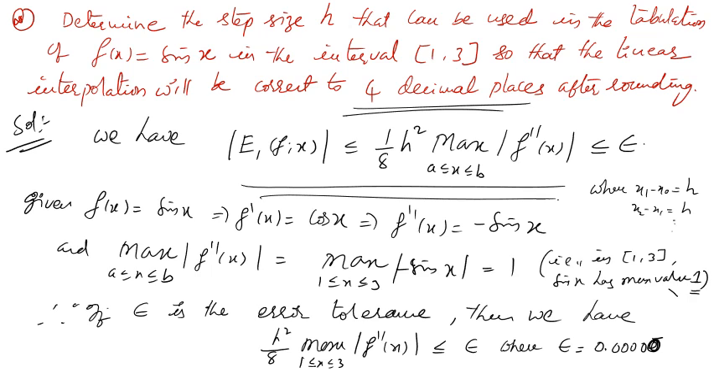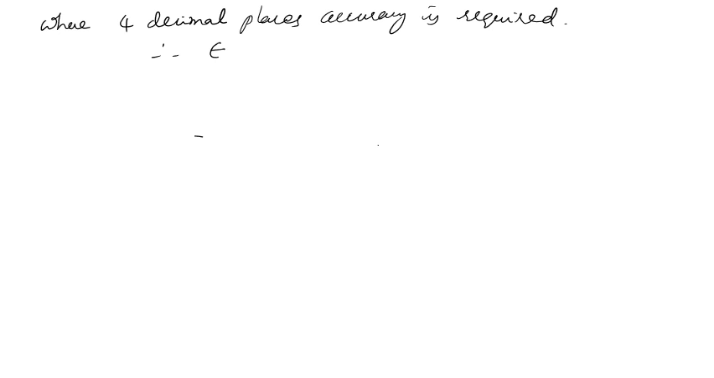2 decimal accuracy means 0.01. Just wait, this one can write where 4 decimal places accuracy is required. Therefore what is epsilon value? 0.00005. Nothing but one can write 5 into 10 power minus 5, right? 5 into 10 power minus 5.